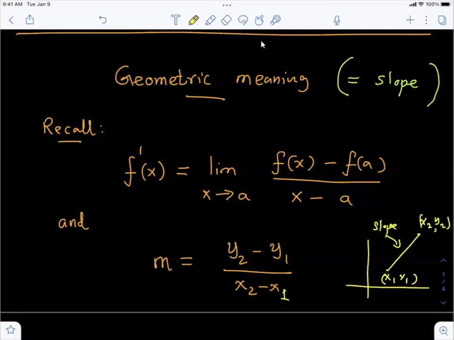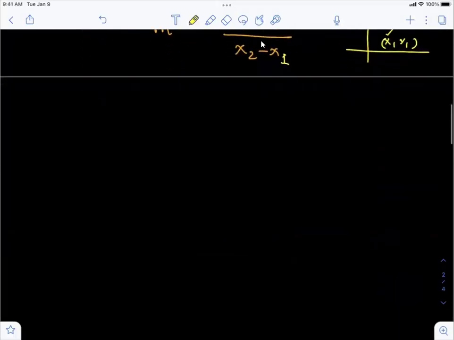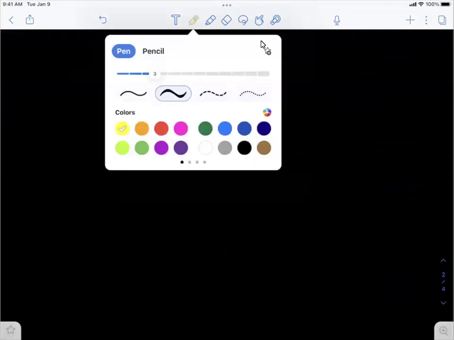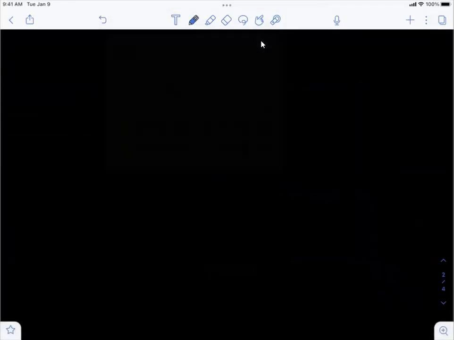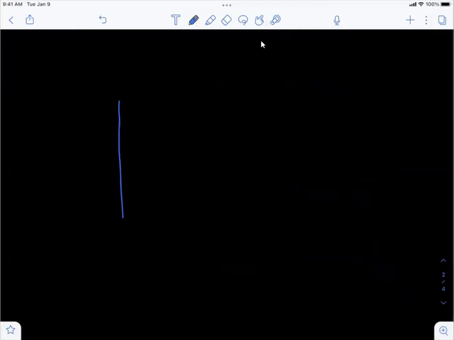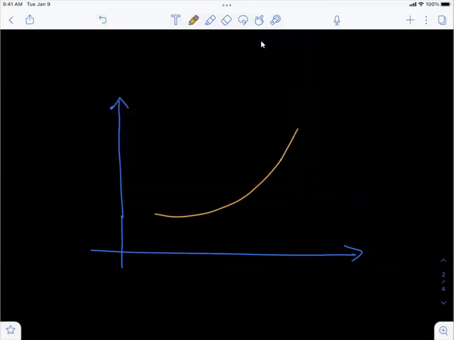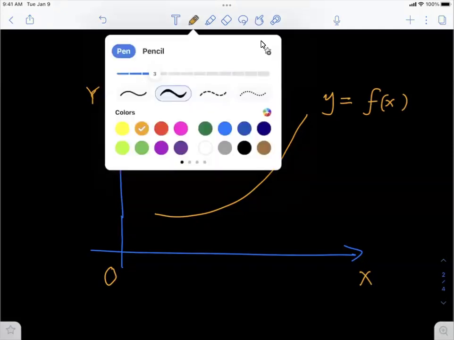So let's get to that point. Now, let me do this first. Let's first draw a graph of a function, any arbitrary function. So I would just make it look like this for convenience. This is the graph that I'm looking at, y equals f of x. And we know this is the x-axis, we know this is the origin, we know this is the y-axis. We've labeled them.